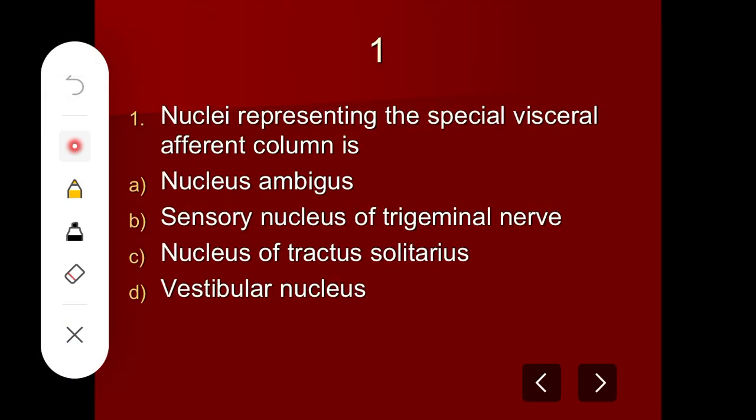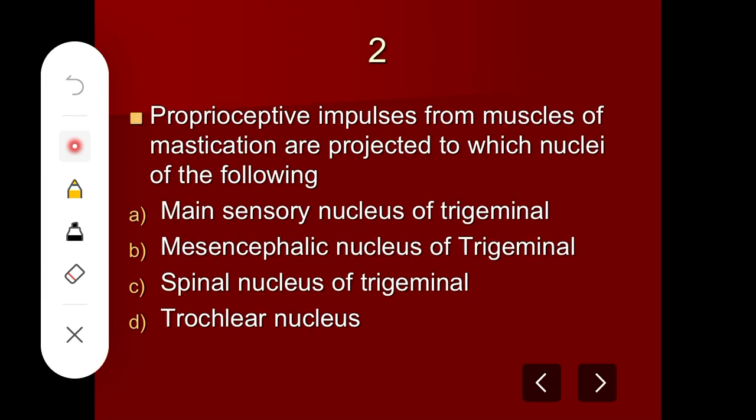Now try to answer these questions. The nucleus representing the special visceral afferent column is what? It is the nucleus of tractus solitarius. Good. Next one. The proprioceptive impulses from the muscles of mastication are projecting to which nucleus of the following? Which one is the answer? Is it main sensory, mesencephalic, spinal nucleus or trochlear nucleus? What is the answer? It is the mesencephalic nucleus of trigeminal nerve.